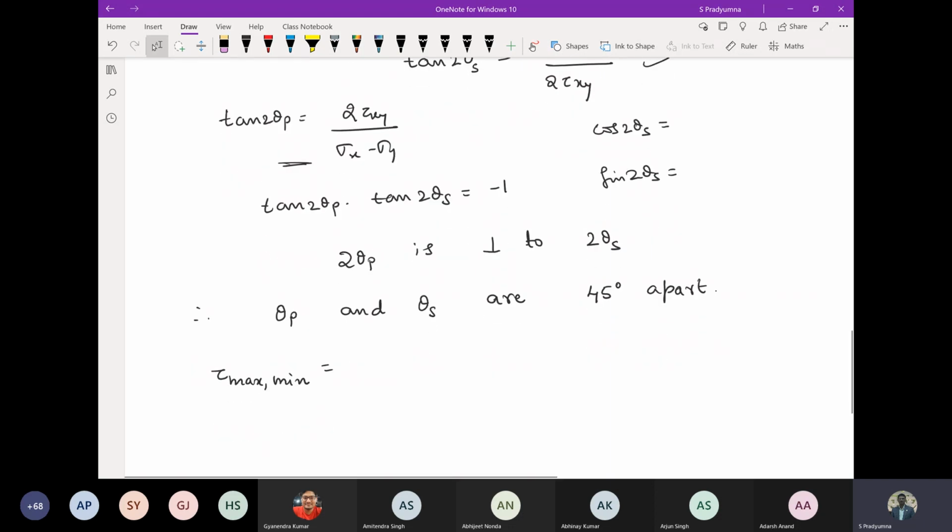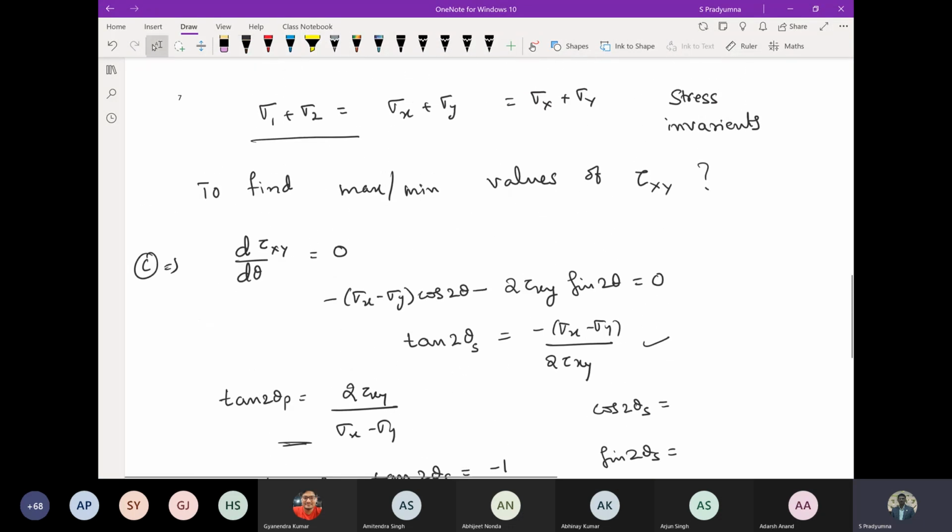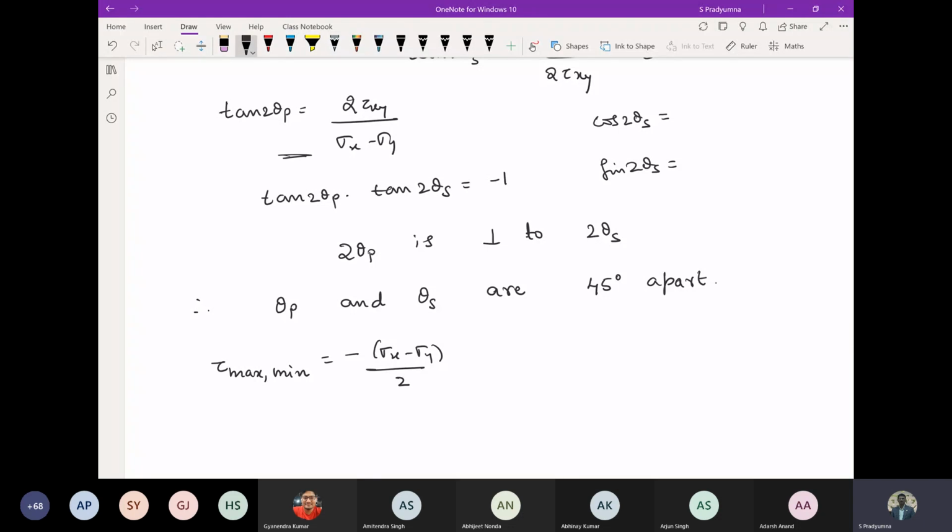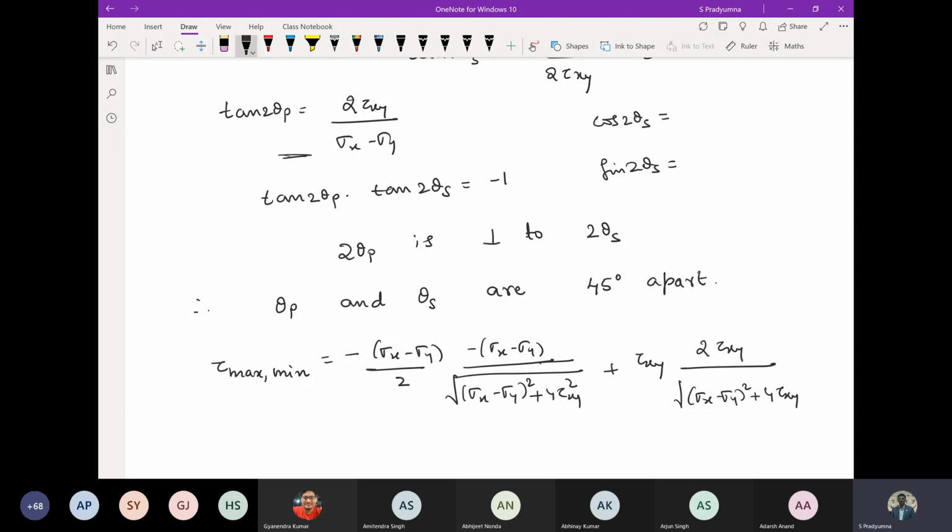Now we can substitute that it is equal to minus of sigma x minus sigma y by 2. Then we have in this equation sin 2 theta is minus of sigma x minus sigma y divided by square root of sigma x minus sigma y whole square plus 4 tau xy square, plus tau xy into 2 tau xy divided by square root of sigma x minus sigma y square plus 4 tau xy square.